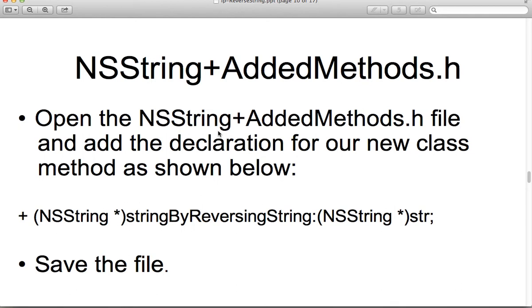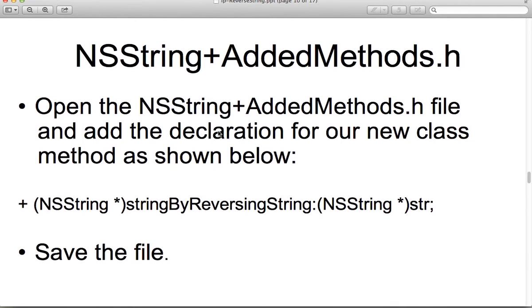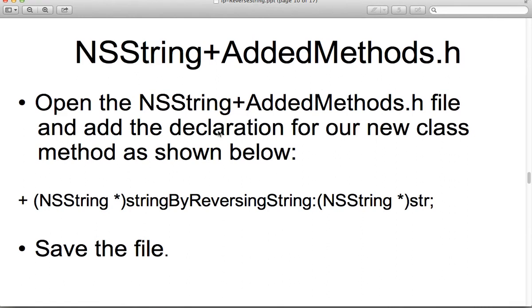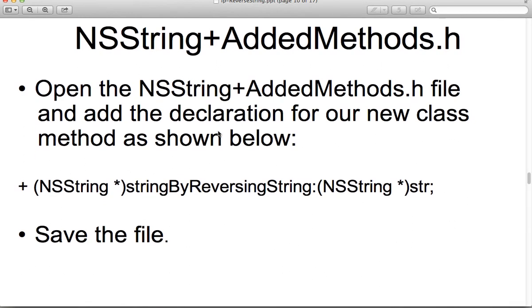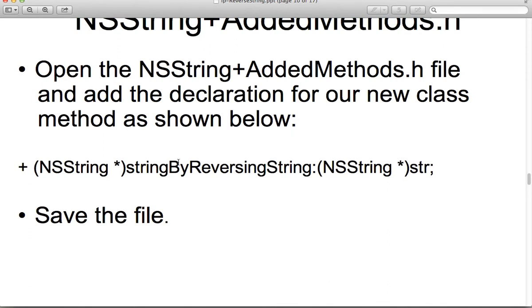What we're going to do is just add another method. So we're going to open up the .h and put the method prototype in there. The method prototype is going to be for a method called string by reversing a string. We're going to create a new string by reversing a string.